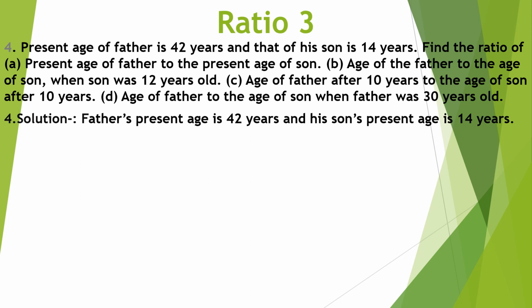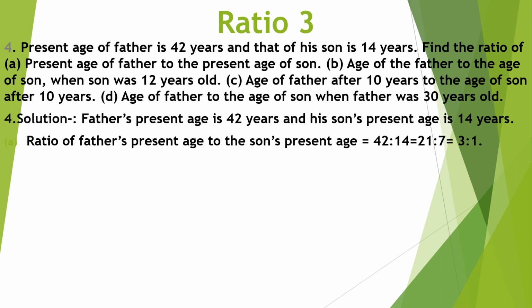Father's present age is 42 years and his son's present age is 14 years. The ratio of father's present age to the son's present age is 42 is to 14, and on simplification it will come out to be 3 is to 1.